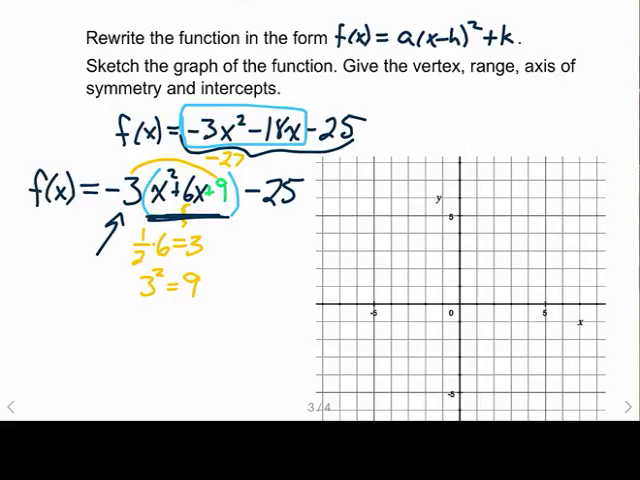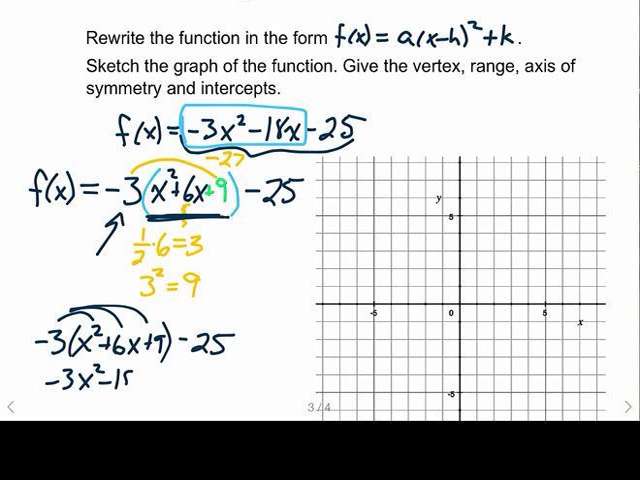Let's take a look at the expression that we have now. It's negative 3 times the quantity of x squared plus 6x plus 9, minus 25. And all we're doing is exploring one concept right now. If I distribute the negative 3 into the parentheses, then I'll have negative 3x squared minus 18x as before, minus 27 minus 25. Wait, we can simplify. No, that's not where we're going. What we're doing is noting the effect that adding a 9 inside of the parentheses had.